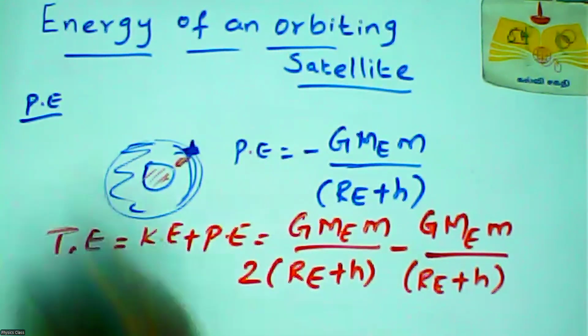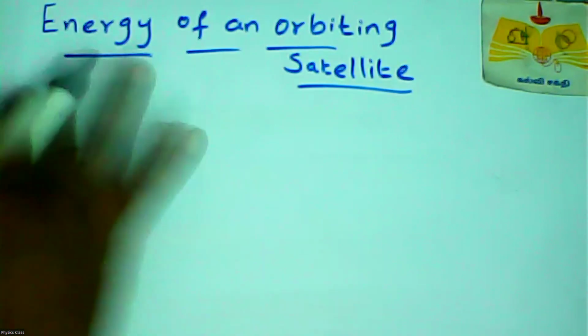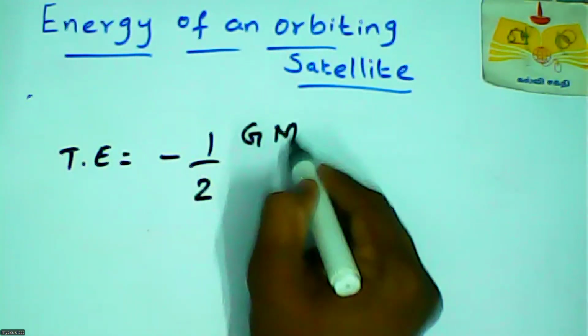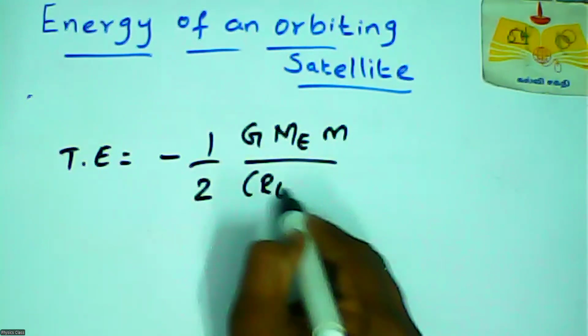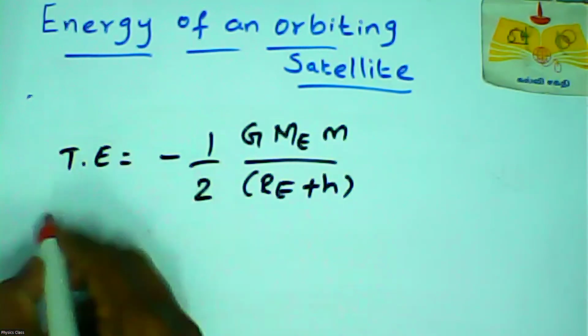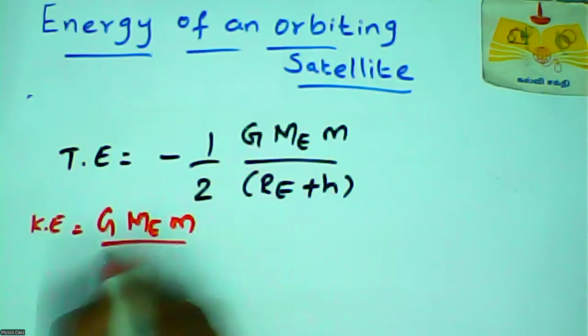So we can now write the total energy equal to minus 1 by 2 GM_E m by (R_E + H). This is the total energy, which is a combination of the potential energy and kinetic energy of the satellite. Take a moment to compare the three expressions. Again, I will write the kinetic energy and the potential energy here, which is very useful to compare the three quantities, the three equations.